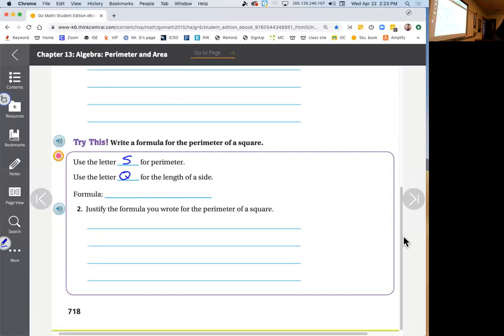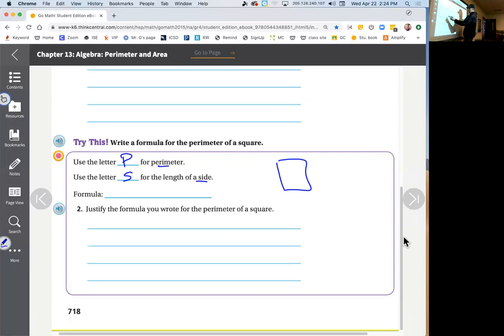Oh, sorry. I was thinking something wrong. S is not the perimeter. Remember in the little video I told you, we're going to use P for perimeter. I was thinking that was a side for some reason. P for perimeter, and we're going to use S for side. I should read and pay attention to what I'm thinking.